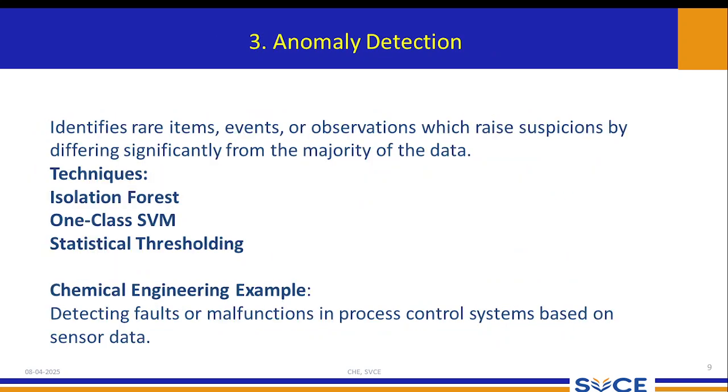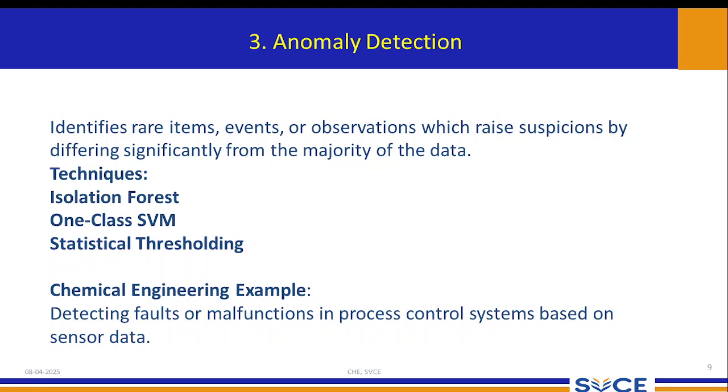And the third one is anomaly detection, under which we have three categories: isolation forest, one-class support vector machine, and statistical thresholding. It identifies rare items, events, or observations which raise suspicion by differing significantly from the majority of the data. What you need to understand from all this is that this is unsupervised learning, where we don't have a relation between the input and the output. We are just trying to find patterns in the data, through clustering or by identifying how it behaves. For this we have four categories.